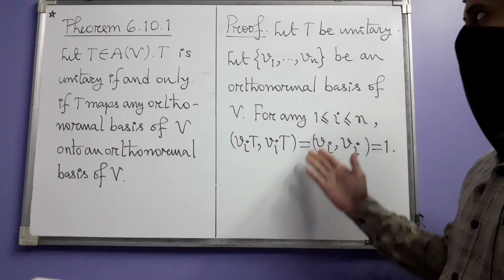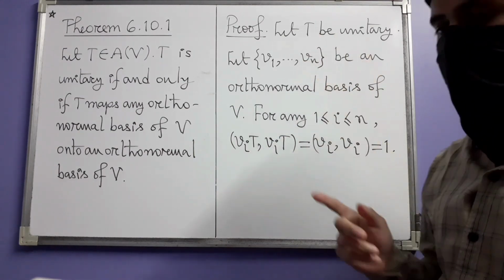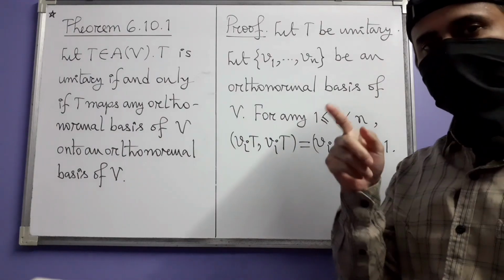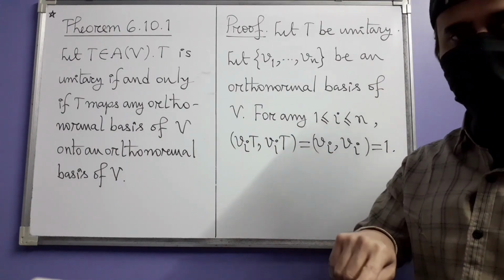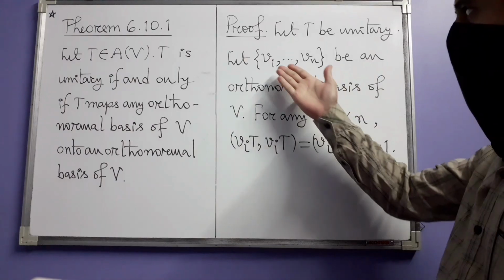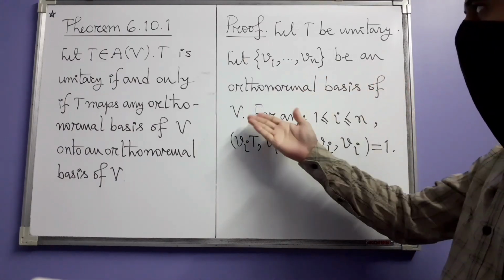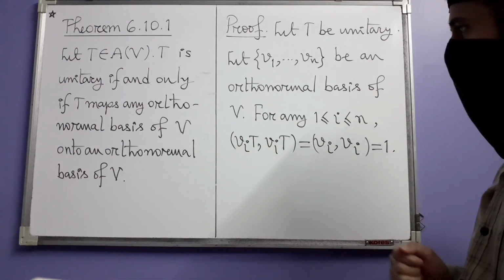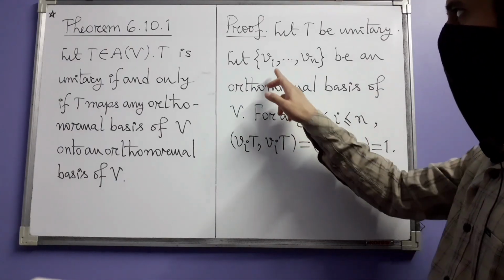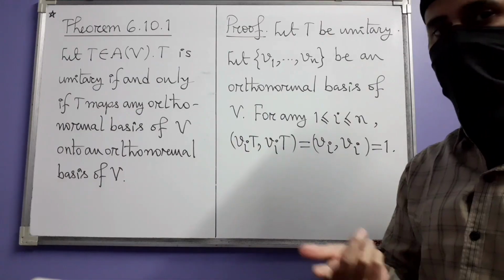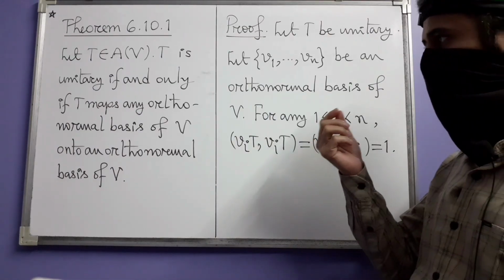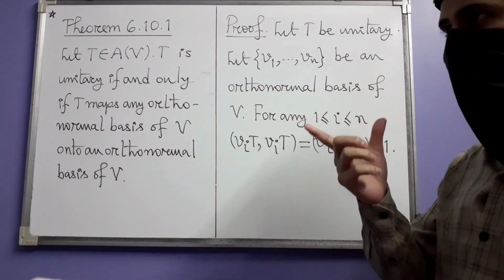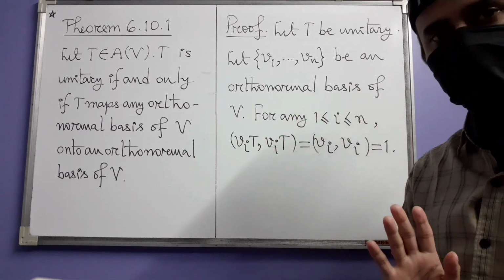The proof starts like this. We first assume that T is unitary and then we prove that T maps every orthonormal basis of V onto an orthonormal basis of V. So for that we choose any orthonormal basis of V consisting of these n vectors Vi's. Now what is our aim? Our aim is to prove that the set of the images of these Vi's under T, that is the set consisting of V1T, V2T all the way up to VnT, is also an orthonormal basis of V.